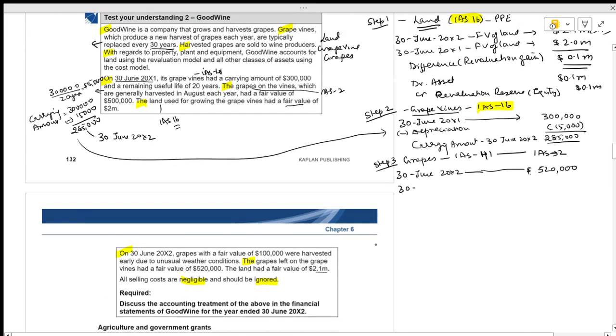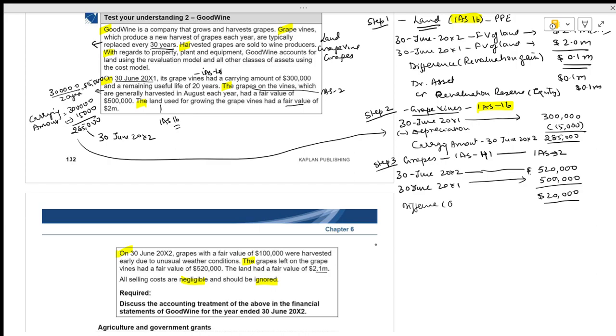The grapes on the vine, which are generally harvested in August each year, have a fair value of how much on 30th June 2001? What is the fair value? They said there is no selling cost. How much is there? 20,000. Is it right? This difference is a gain.